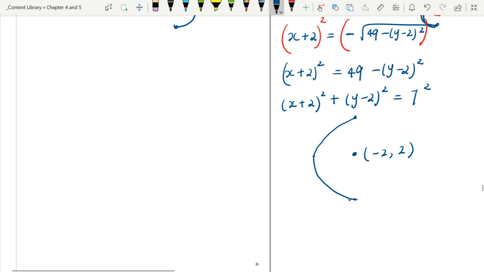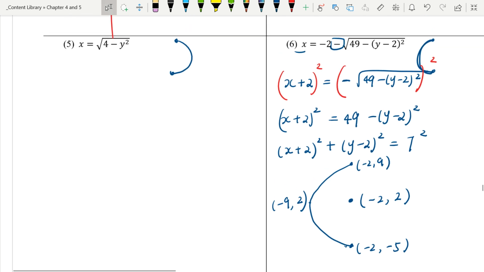Okay, so move up by 7 units, move down by 7 units, move left by 7 units. Okay, back to the original, I only want to sketch the left-hand side. So when I make the full circle equation, I see the center is (-2, 2), the radius is 7, and I know what the left half looks like. Okay, so that's how you sketch semicircles.